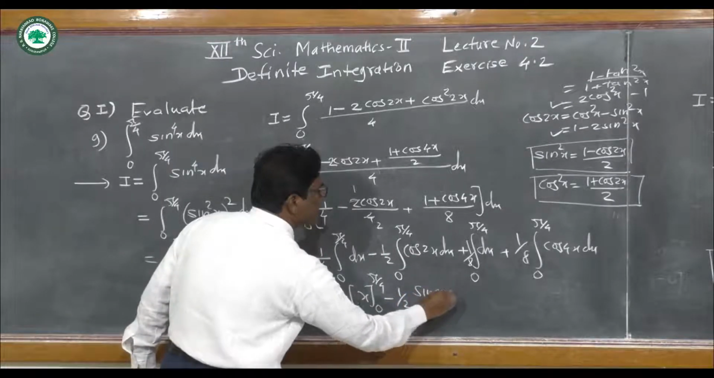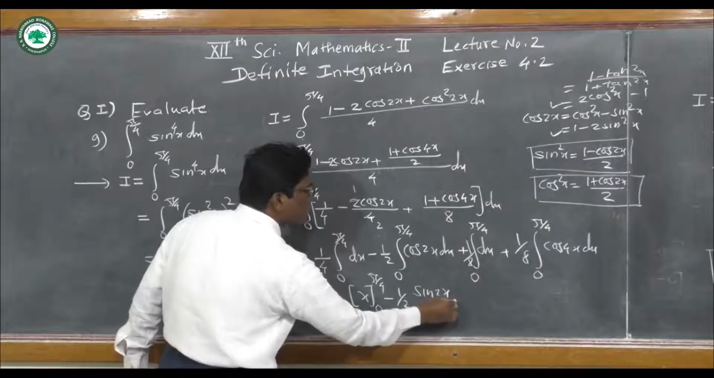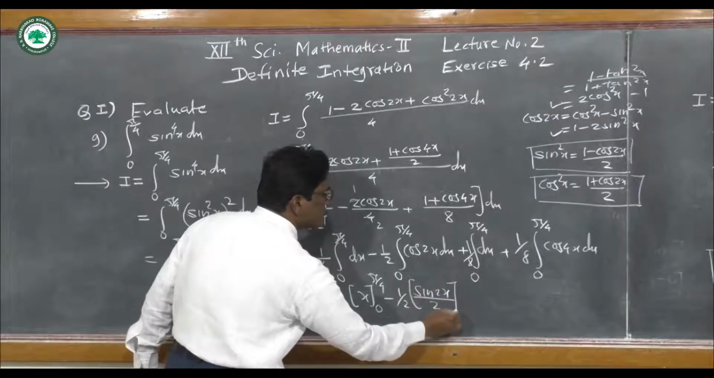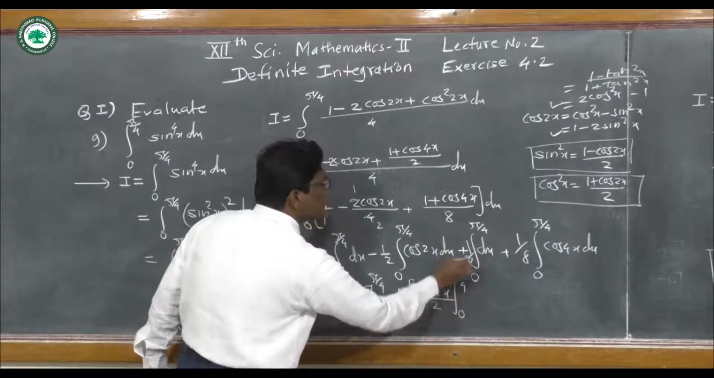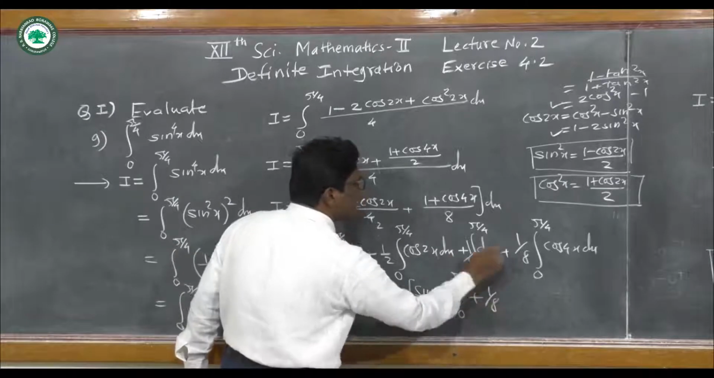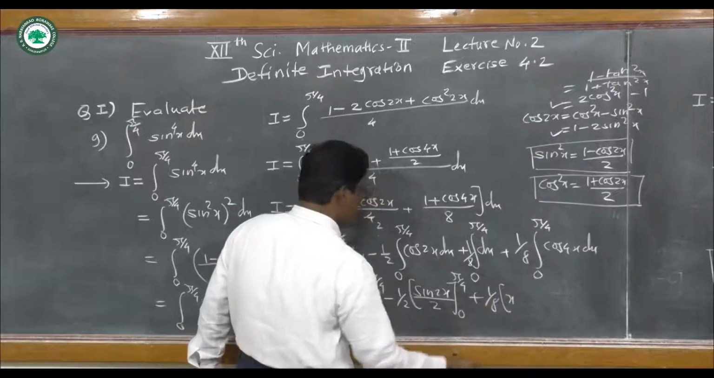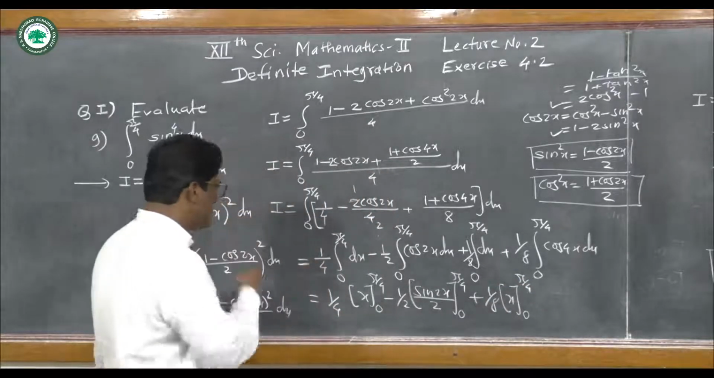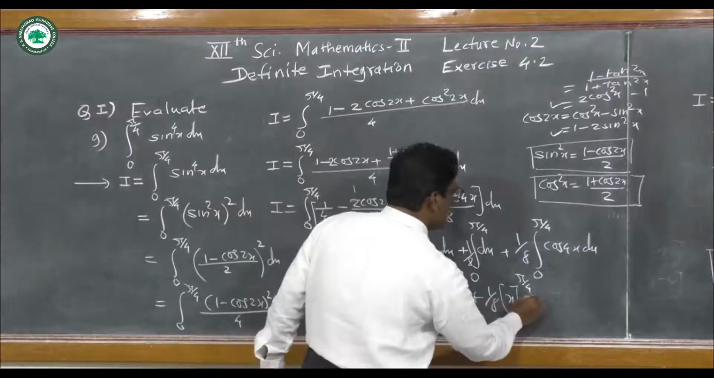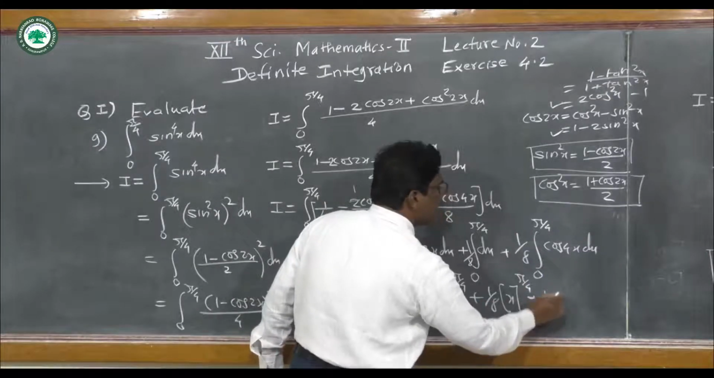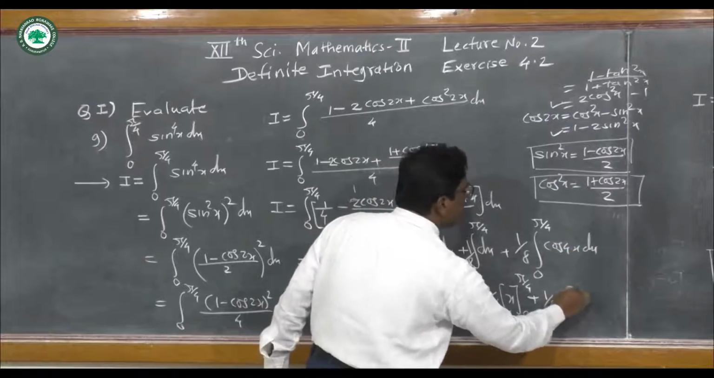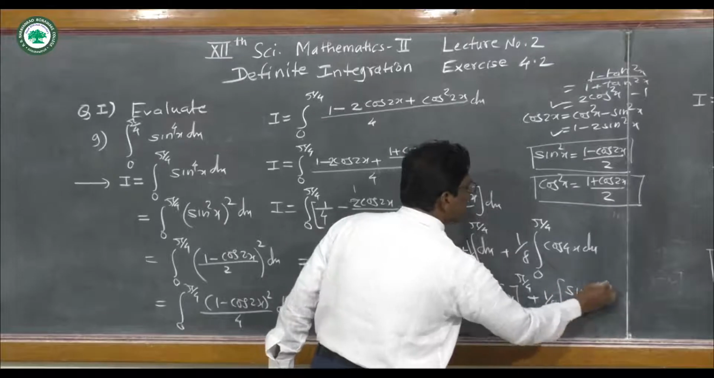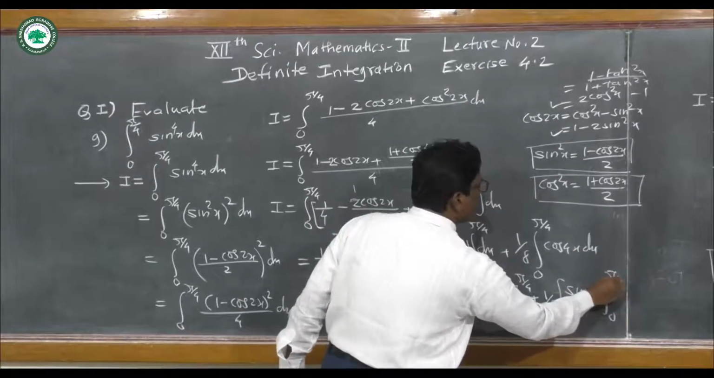So sine of x, but in place of x there is 2x, so divide by its derivative. The derivative of 2x is 2, so divide by 2, and it is the integration from 0 to pi by 4. Plus here 1 upon 8 as it is, integration of 1 dx is x, and it is from 0 to pi by 4. Plus here this 1 upon 8 as it is, integration of cos of 4x is sine of 4x divided by the derivative of 4x, that is 4, and it is from 0 to pi by 4.